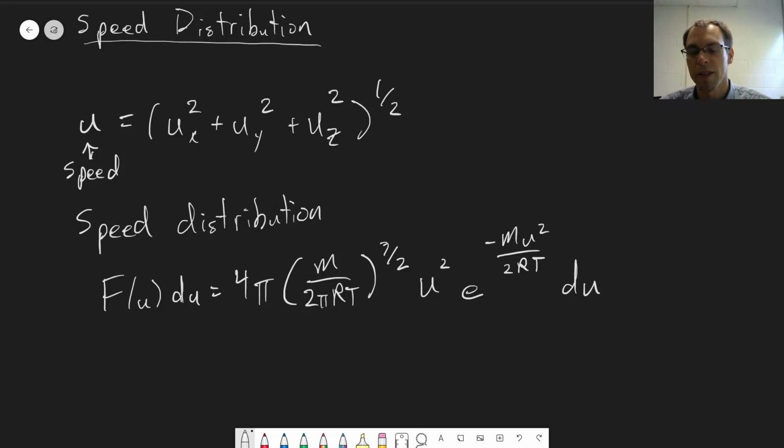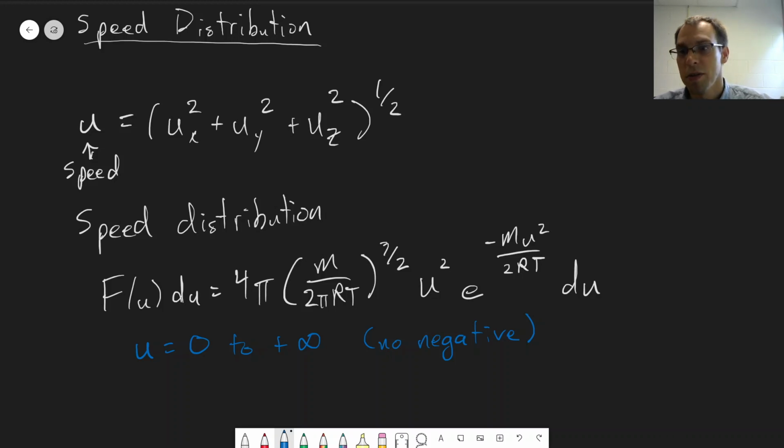One thing to note about the speed distribution versus the velocity distribution is that here u can be equal to 0 to positive infinity, but no negative values. Because we're talking about speeds, the idea of moving backwards or moving in the opposite direction doesn't mean anything, because there's no direction associated with this. This is strictly for speed.